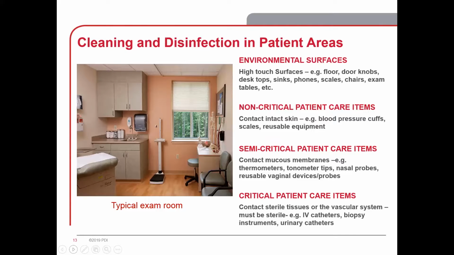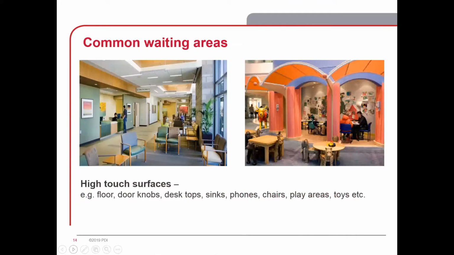And then lastly, we have the critical patient care items. And these are items that are going to be entering either sterile tissue or the vascular system. And these items must be sterilized. So examples are your IV catheters, your biopsy instruments, urinary catheters, etc. So they're going into sterile cavity or sterile tissue.